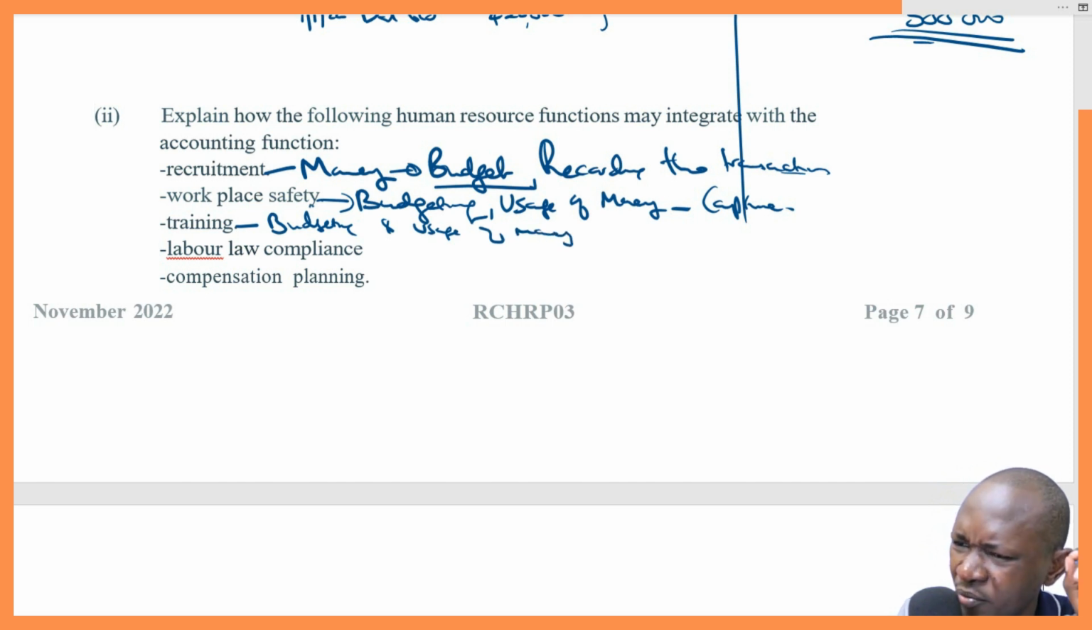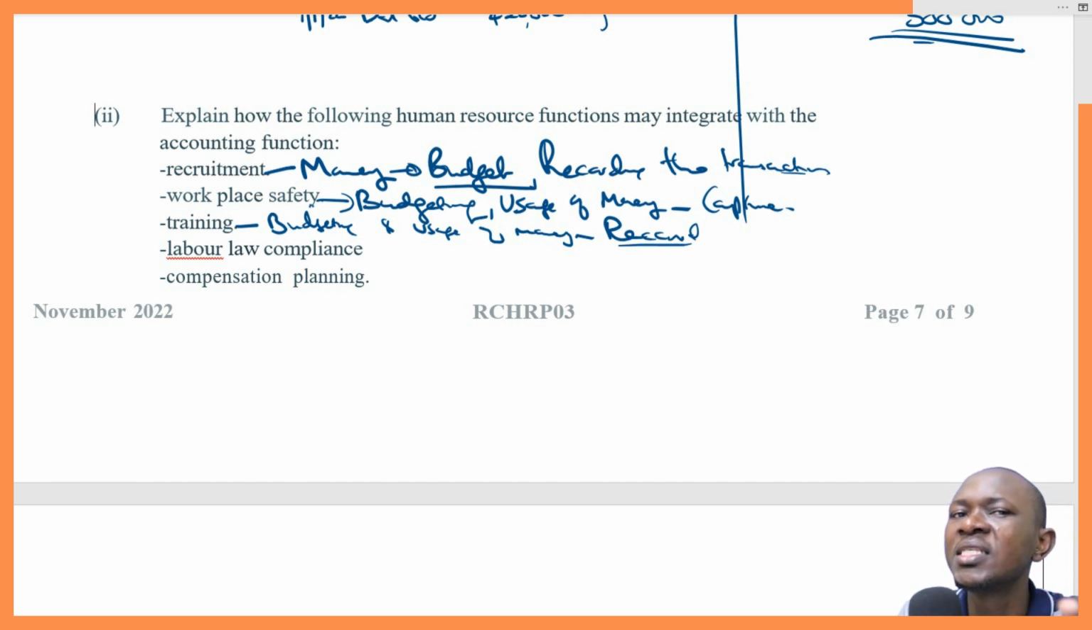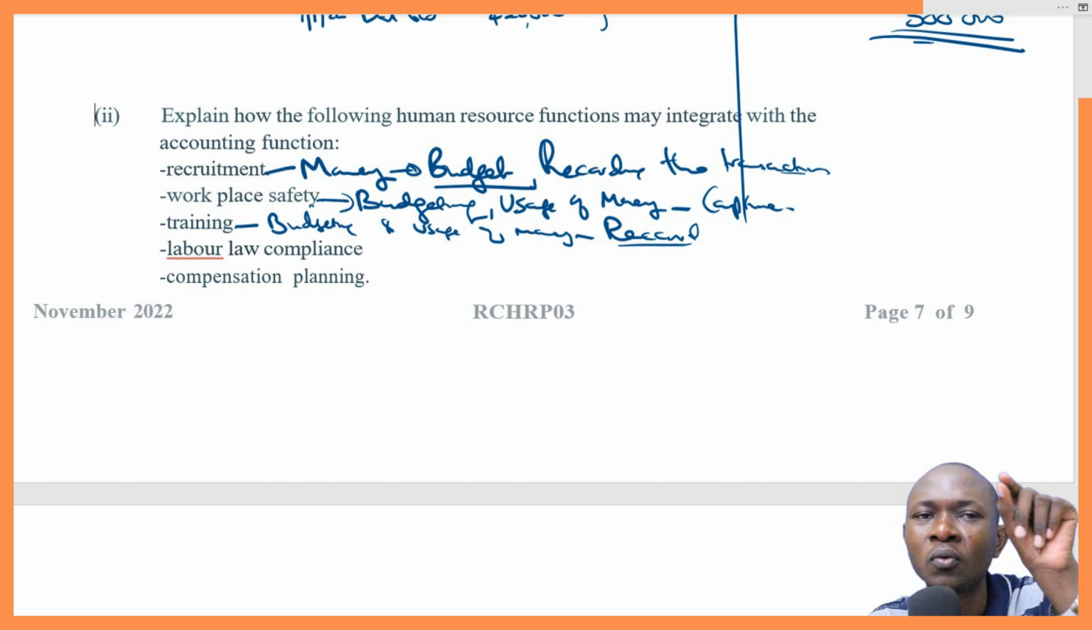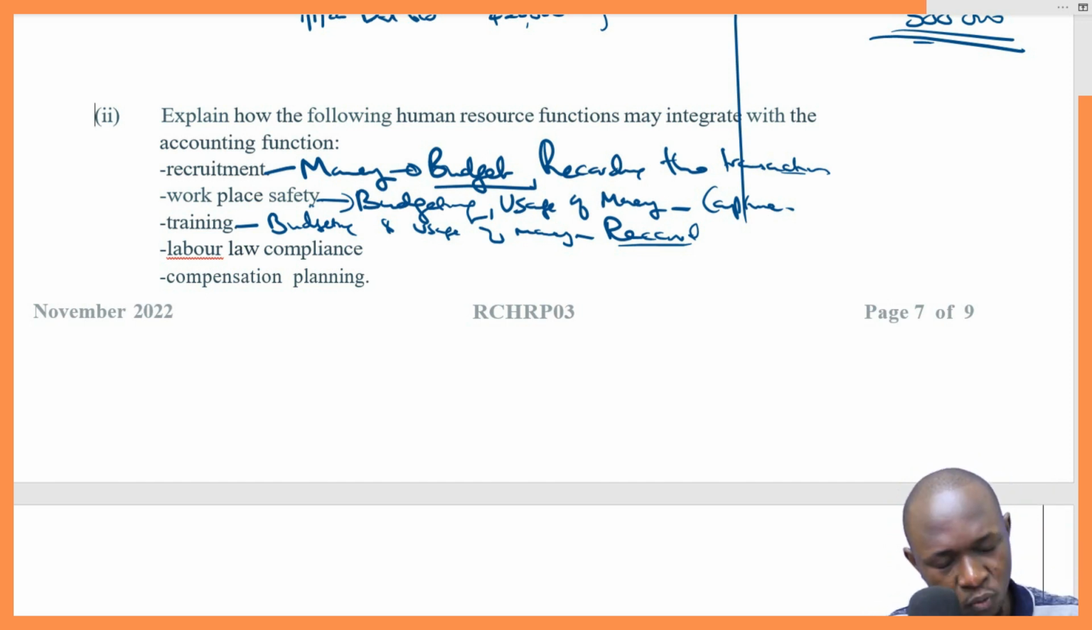Anywhere we have usage of money, we have to capture the records. That's the work of the accounts, capturing the transactions as and when they occur. So wherever we are talking about money, we need to capture that transaction, and that's where accounting comes in. So accounting and HR are very closely related, because HR spends, accounting captures the transactions as and when they happen. And before even capturing the transaction, it has to have planned for those transactions.